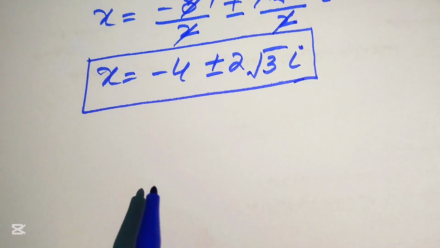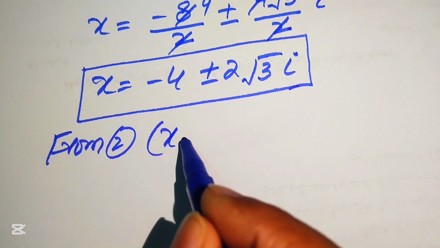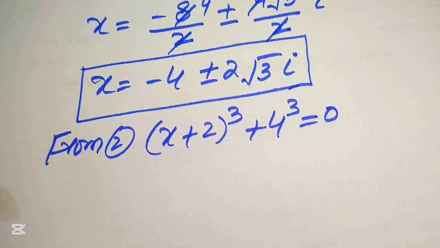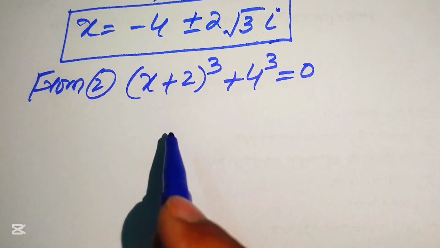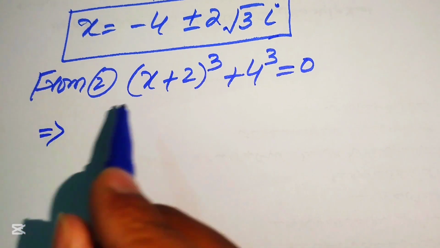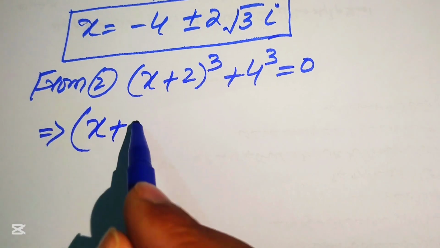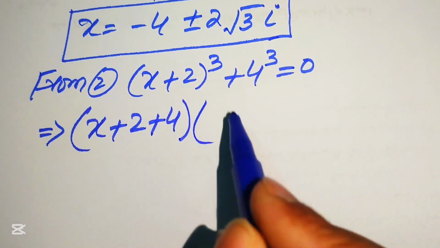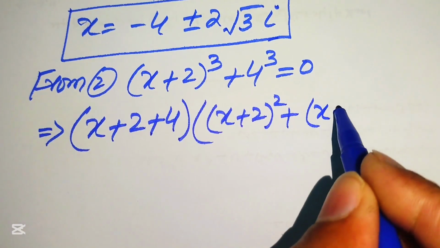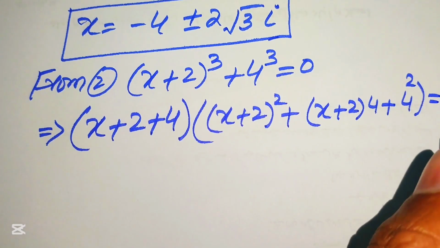And now, in order to find other roots, we need to focus on equation number 2. From equation number 2 we have x plus 2 cubed plus 4 cubed equals 0. So now we can solve this cubic equation on the same pattern which we followed above. Here we can use the cubic formula: a cube plus b cube equals a plus b times a square minus ab plus b square. The value of a is x plus 2, and the value of b is 4. So we have x plus 2 square, plus ab, where a is x plus 2 and b is 4, plus b square, where b is 4 square, and this equals 0.